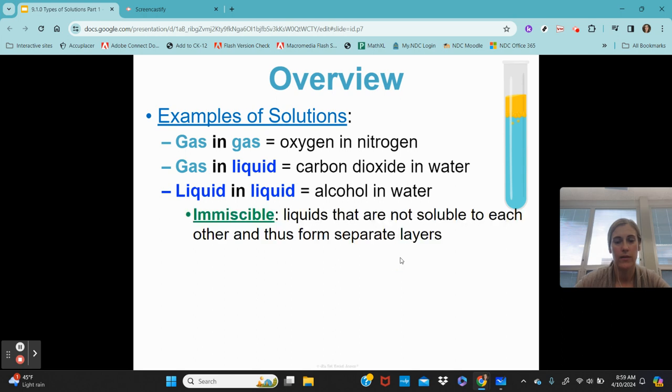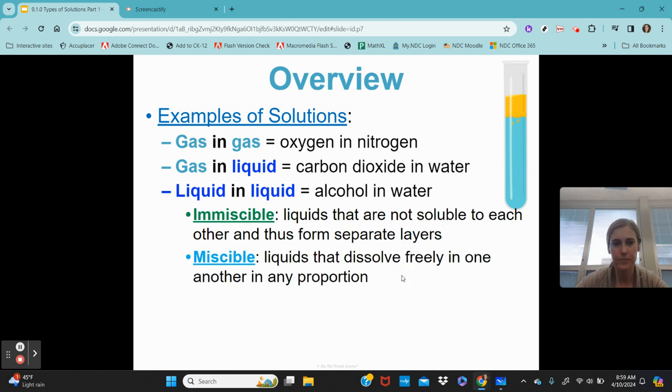And then we have some vocabulary words. Immiscible means that things are not able to be soluble in each other, and they thus form separate layers. So I think of immiscible like immixable, kind of. You can't mix it. So think about your oil and water. Miscible are things that dissolve freely in one another. So, for example, two polar liquids like alcohol and water, those would definitely be miscible.